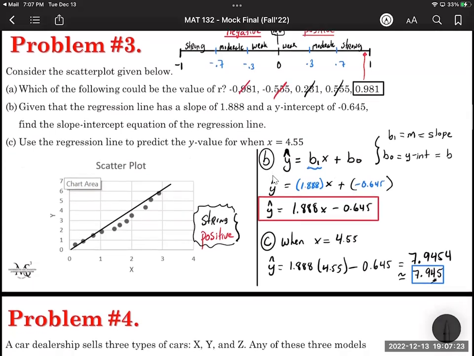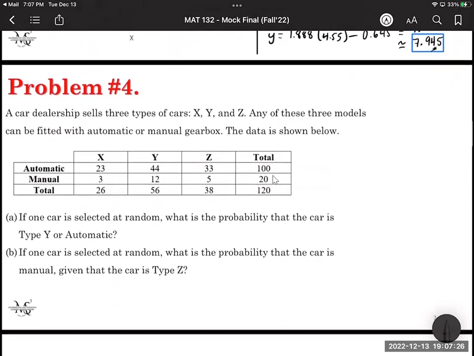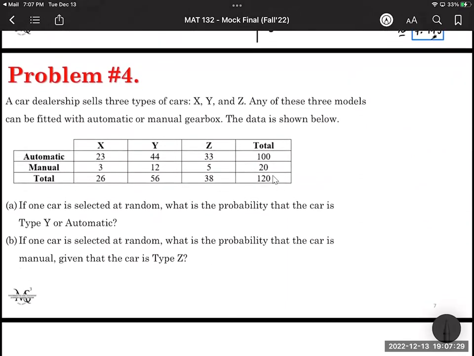Okie dokes. So problem 4 now, we start getting into probability. It says a car dealership sells 3 types of cars. We call them X, Y, and Z. Any of these 3 models can be fitted with automatic or manual gearbox. The data is shown below, okay? If one car is selected at random, what is the probability that the car is type Y or automatic? If one car is selected at random, what is the probability that the car is manual, given that the car is type Z?